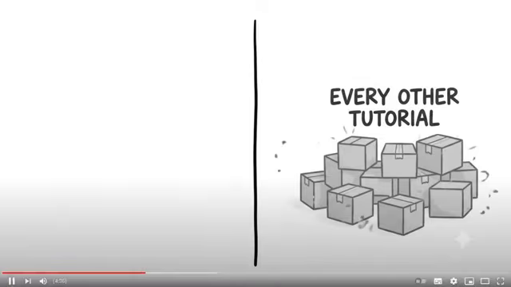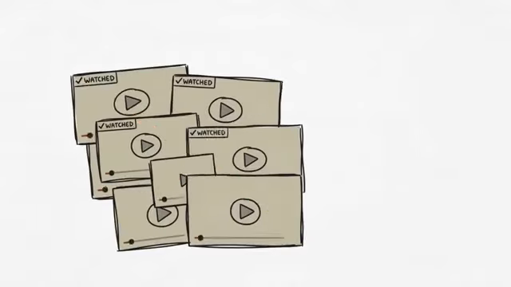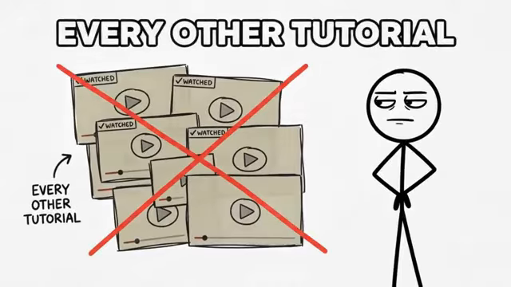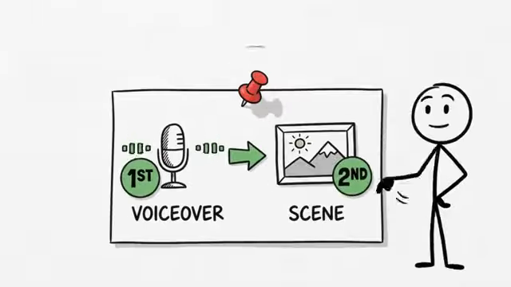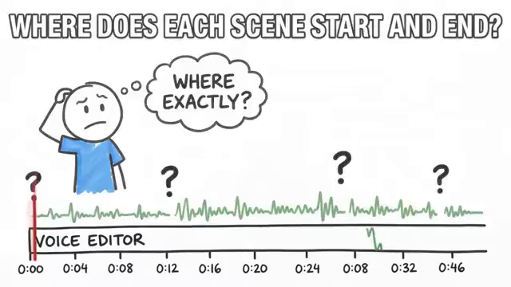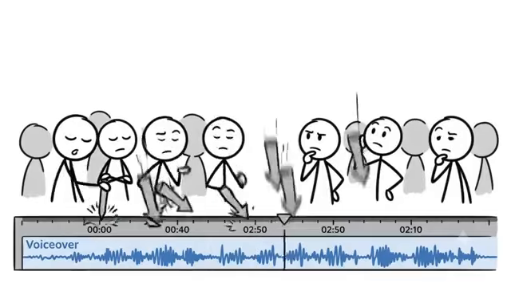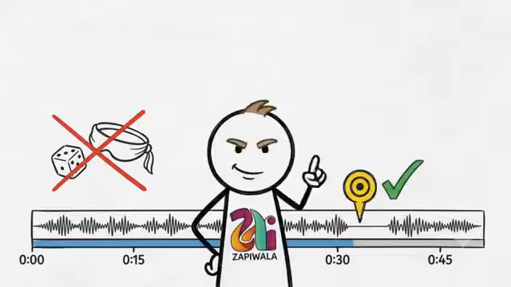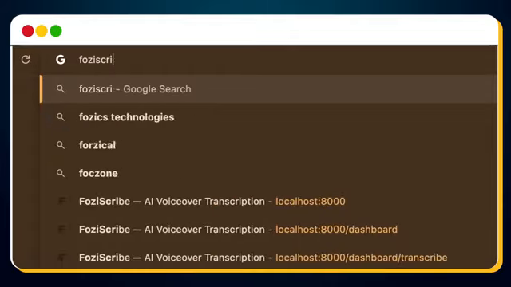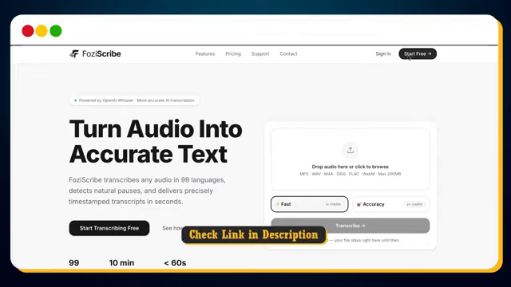Now comes the part that separates this workflow from every other tutorial you've watched. Remember, voiceover first, scene second. But how do you know exactly where each scene should start and end? That's where most creators guess. You're not going to guess. Visit fozzyscribe.ai. Link is in the description.